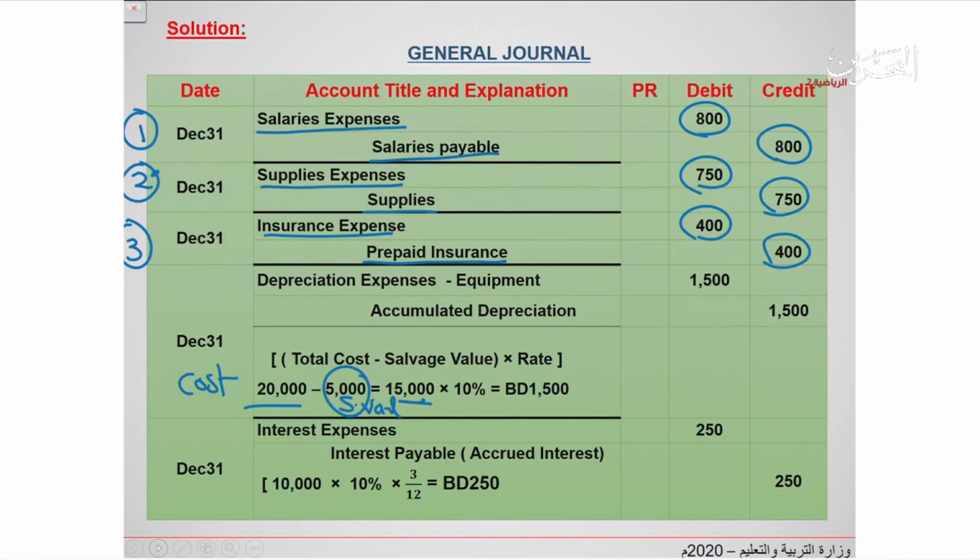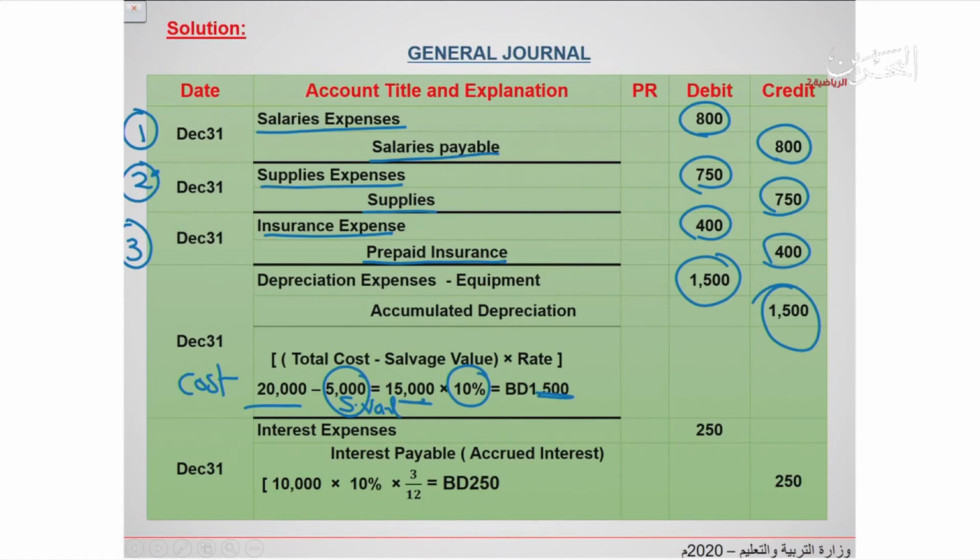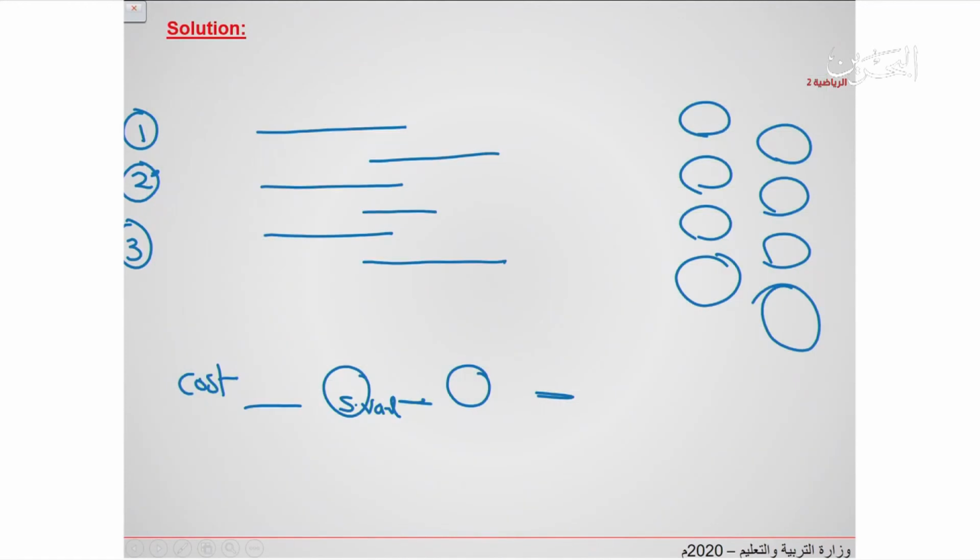As he mentioned here in the question, there is a percentage of 10%. So 15,000 multiplied by 10% we get 1,500. So 1,500 in debit side and credit side 1,500. We'll go for the last transaction.